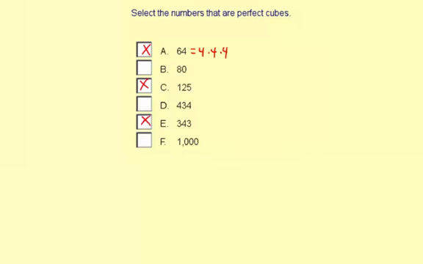And 1000, I know that's 10 times 10 times 10. An easy way to tell is you just count the zeros. So I have 3 zeros, means it's 10 times 10 times 10. If it was 100, there'd be 2 zeros, and it'd be 10 times 10. So 1000 is also a perfect cube. So you can see our perfect cubes: 64, 125, 343, and 1000.